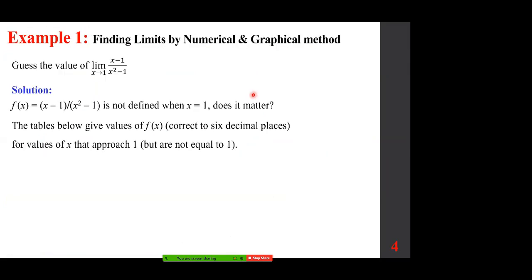All right. Now, let's take a look at this example. We want to guess the value of this limit. Of course, we ultimately don't guess, we do the work, but just to get things started. I hope you realize the function is not defined at x equals 1 because the denominator is x minus 1 times x plus 1. Okay, and this is what we are going to encounter in calculus. Most of the time we end up with situations such as this one.